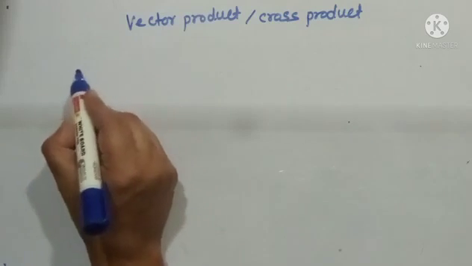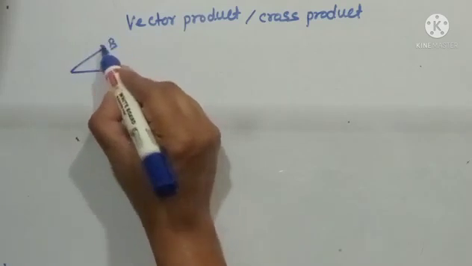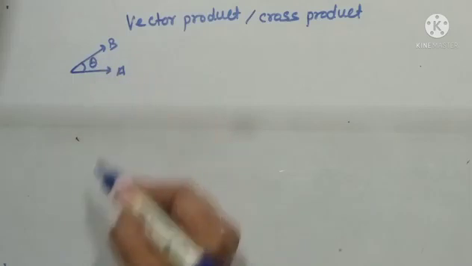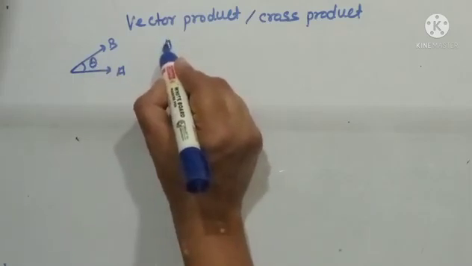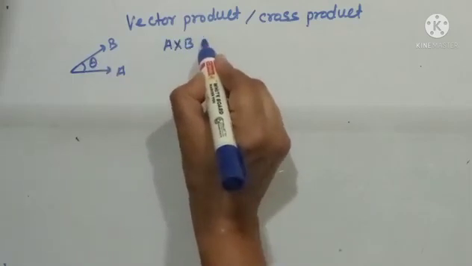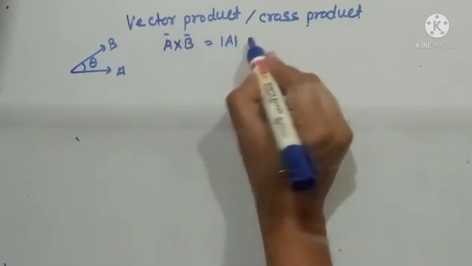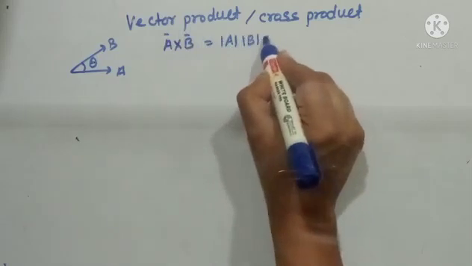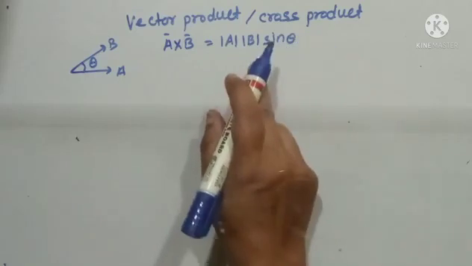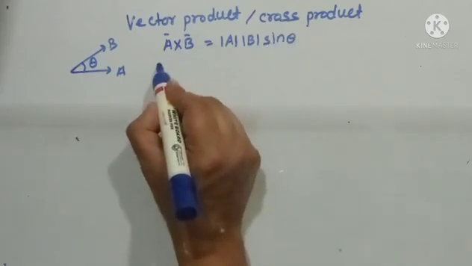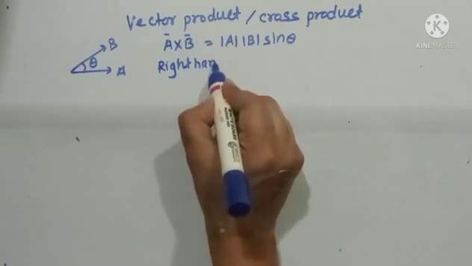Now, if I have the same two vectors, say vector A and vector B, and they are making an angle theta with each other, then the vector product or the cross product, vector A cross vector B, can be given by the product of their magnitudes and sine of the angle between them. The direction of the resultant vector is given by the right hand rule.